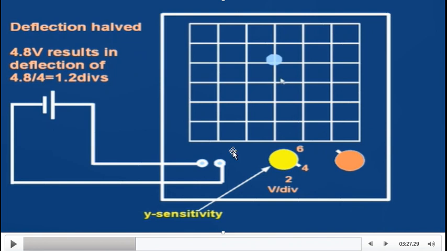Look what happens when we increased 2 to 4: the spot, which was before here, has now come over here, because from the center, if you go here, 1.2 multiplied by 4 will be the same 4.8 as it was before. So in the same way, it should be kept in mind that when we increase the voltage gain, the amplitude decreases. Just go ahead.